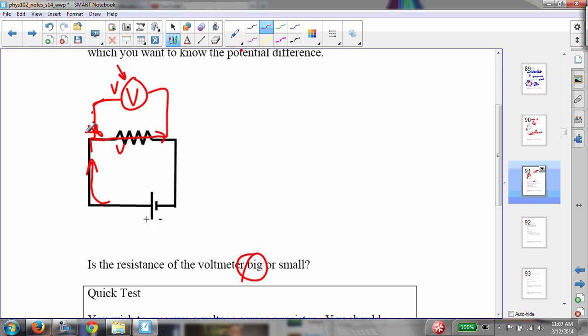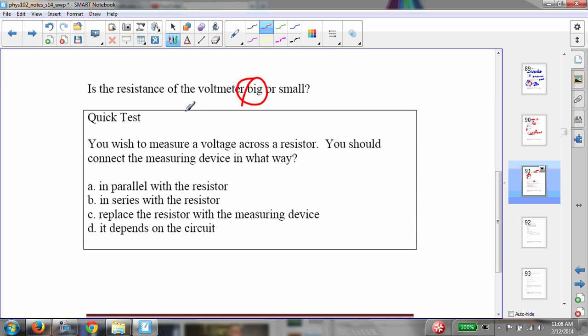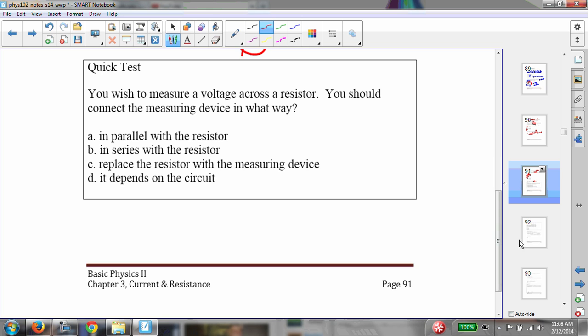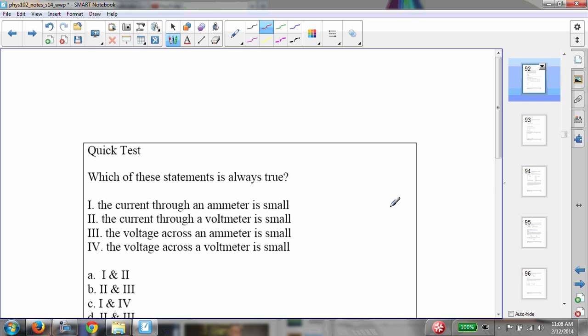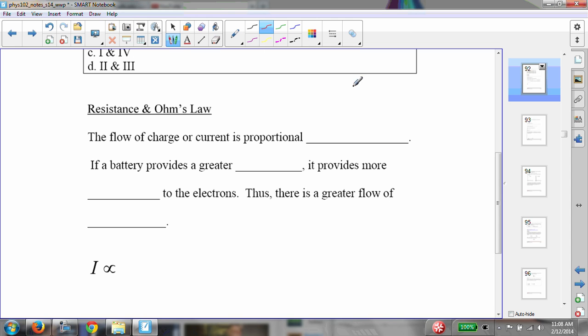So there is a very tiny amount of current that runs through the voltmeter, but just enough to register on the needle. All right, so in the lab, you learn what that is. It's on the order of milliamps. All right, you can try this quick test just about voltmeters and ammeters. I think there's a second one down here. And then we'll pick up with Ohm's law next.